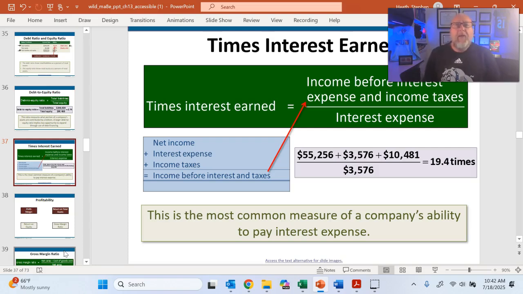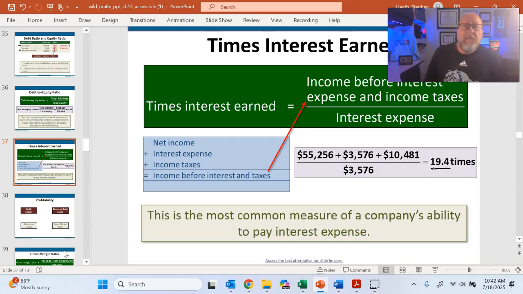Okay, last solvency ratio: times interest earned. And this is essentially comparing our income before income taxes and interest relative to our interest expense, right? So what's the spread between how much money we're making and how much our interest expense is? Typically, the higher the spread, the more likely it's the case that we're going to be able to continue to pay our interest moving forward.